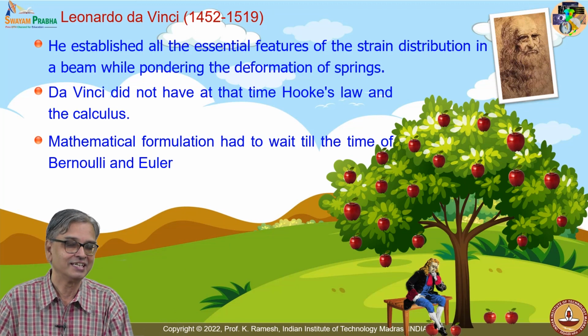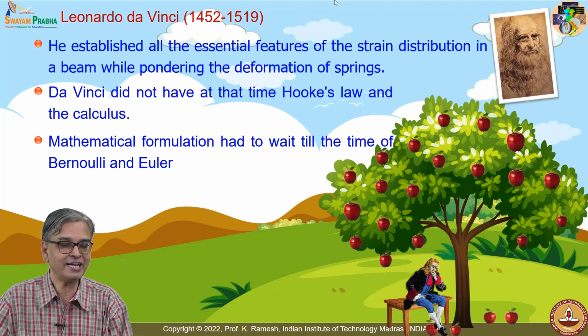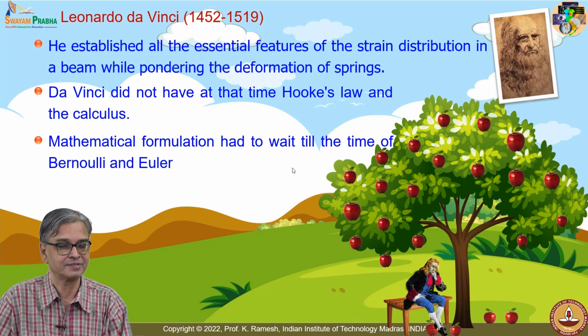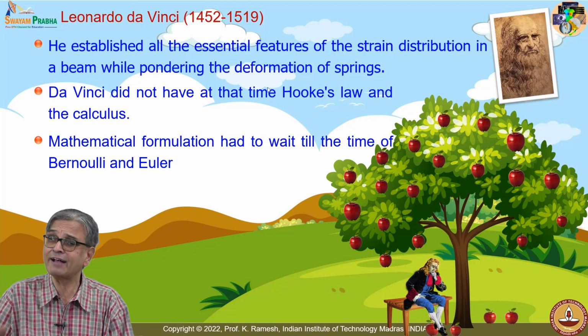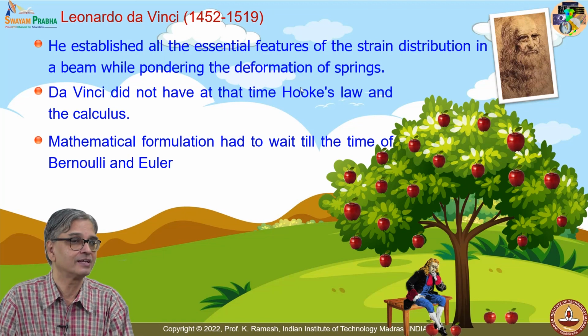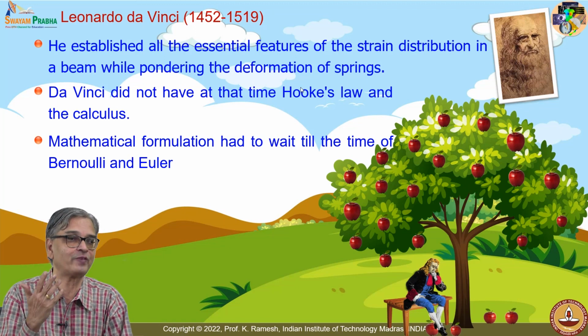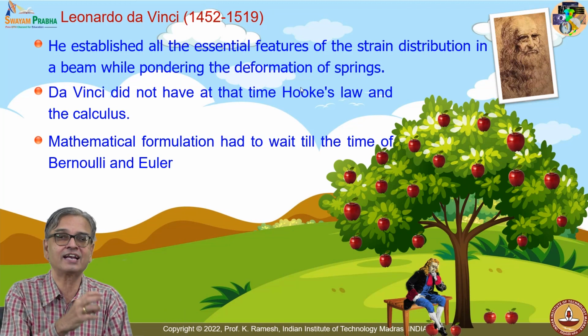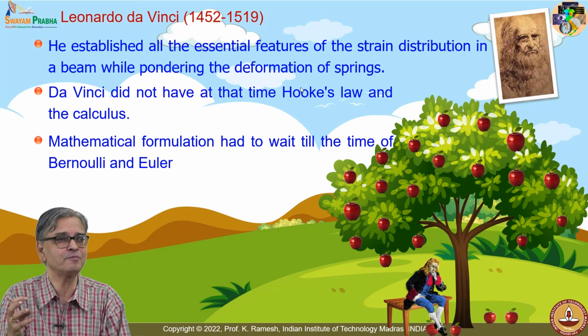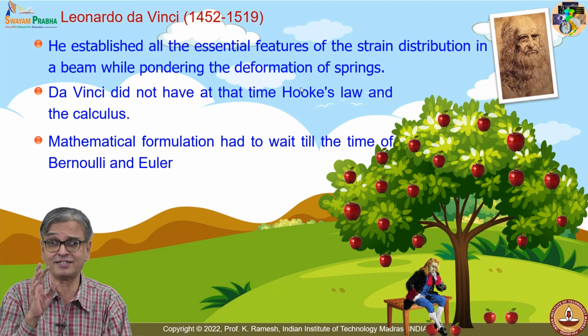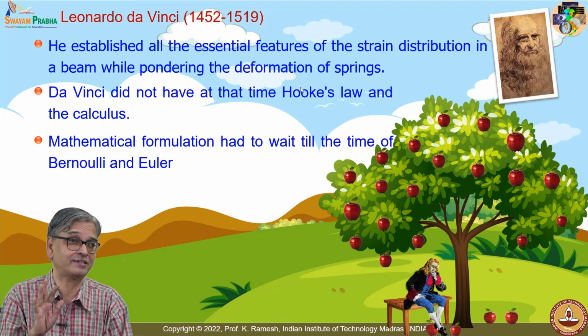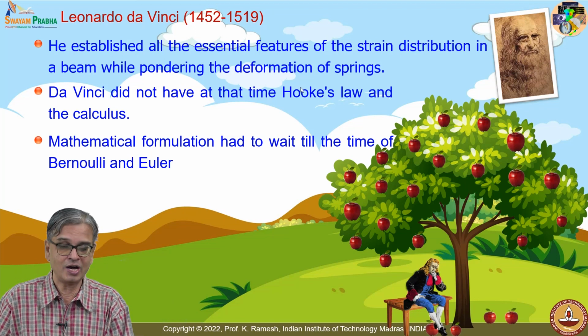Okay. So, by digging into his notes, people have found that he had the essential features of the strain distribution in a beam, but he did not have Hooke's law at that time. There was no mathematical development of calculus, so he had to wait. Understanding could not be translated into mathematical equations, but he seemed to have understood some of it. Nuances he could get.